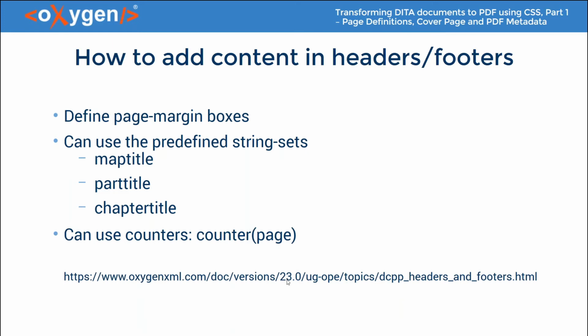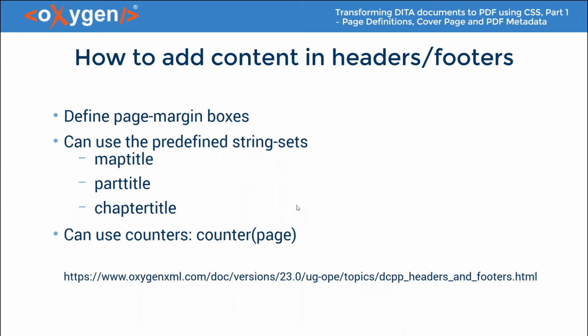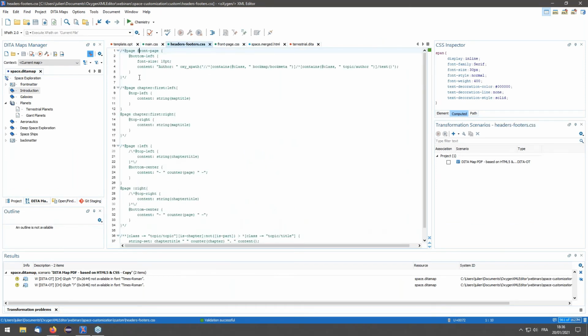So I wrote a link here, but you can also use the search bar of the Oxygen website and documentation to move from one topic to another. So to go in this part, we will add the first examples of what I called the page margin boxes.